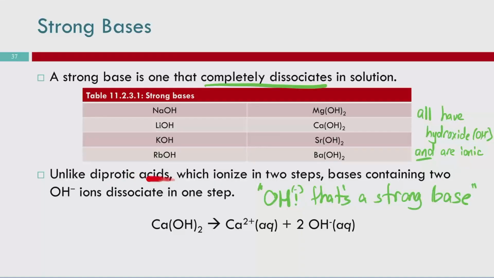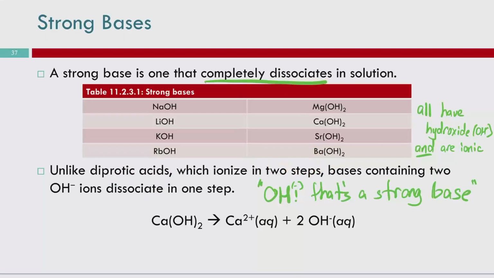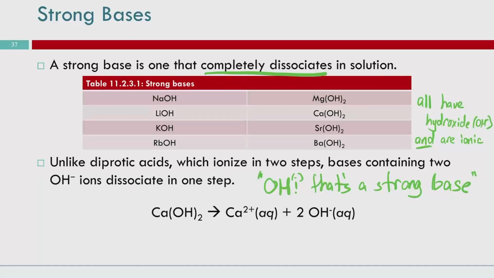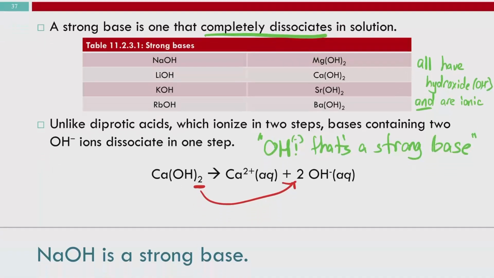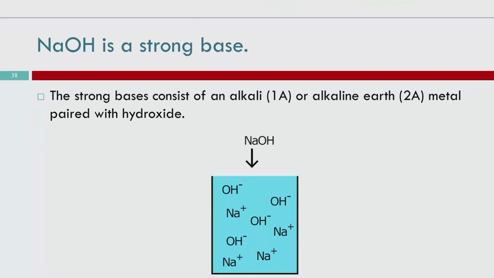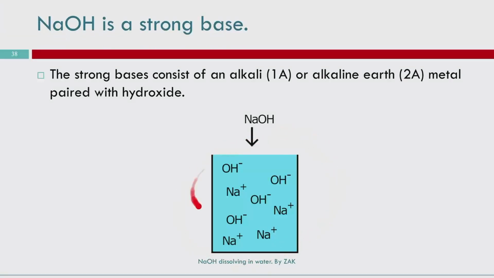Unlike diprotic acids, which ionize in 2 steps, bases that contain 2 hydroxide ions dissociate in 1 step. They don't do it stepwise, they do it all at once. So magnesium hydroxide, calcium hydroxide, et cetera, they both come off. And we know that there's going to be 2 hydroxides produced because there's a subscript of 2 behind the hydroxide in the formula. Sodium hydroxide is a strong base, so if you put it into a solution, no NaOH units will be found.